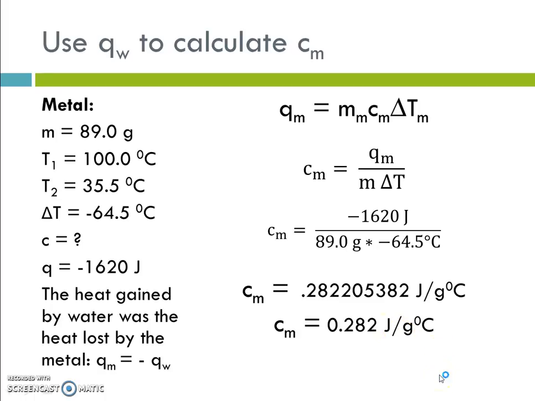This is the typical type of calorimetry problem where you use something with known specific heat like water, and that allows you then to back calculate for the specific heat of an unknown, in this case a metal.